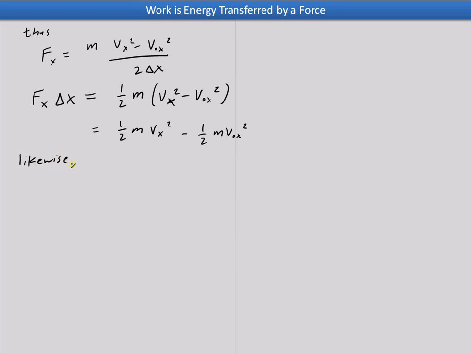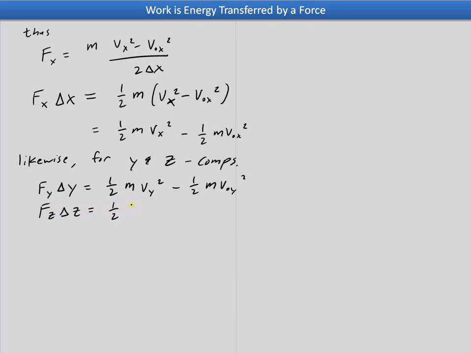And so we don't really have to redo all the steps. We know what they're going to look like. For those other components, we just replace the x's with y's and z's. So we're going to have Fy times delta y would need to be equal to 1/2 times m times vy squared minus 1/2 times m times v initial y squared. And then we could do the same thing for z. So we're just writing down components in each of these cases.